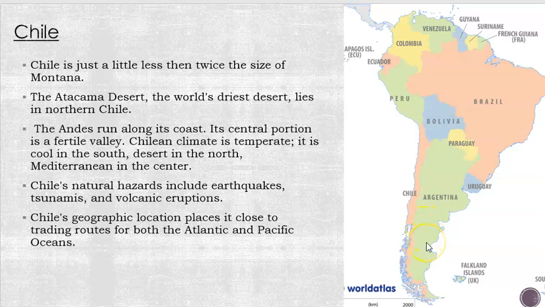The Chilean climate is temperate, and it's cool in the south, desert in the north, and Mediterranean in the center. Chile's natural hazards include earthquakes, tsunamis, and volcanic eruptions. And it's important to note that Chile's geographic location places it close to trading routes for both the Atlantic and the Pacific Oceans.